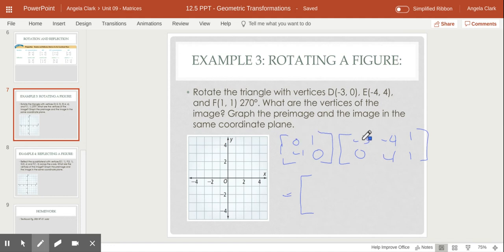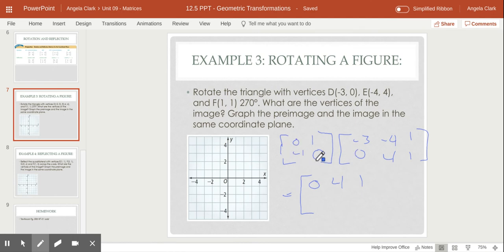So I have 0 times -3 and 1 times 0. So that's just 0, right? And then if I move on to column 2, I have 0 times -4 and 1 times 4. So this becomes 4. And then I have 0 times 1 plus 1 times 1, which is just 1. So notice that my Y values have all moved to the top row.